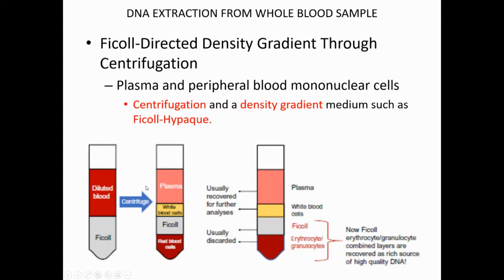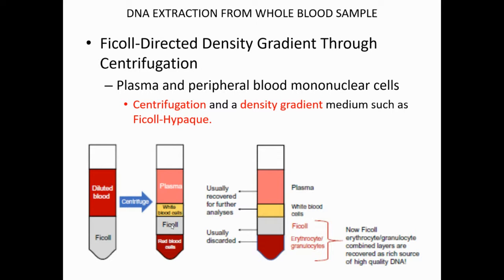After the centrifugation, basically that gives you 4 different phases. So you will have the plasma on the top layer, and then we have white blood cell below the plasma, and then in between the white blood cell and the red blood cell, that'll be the FICO.